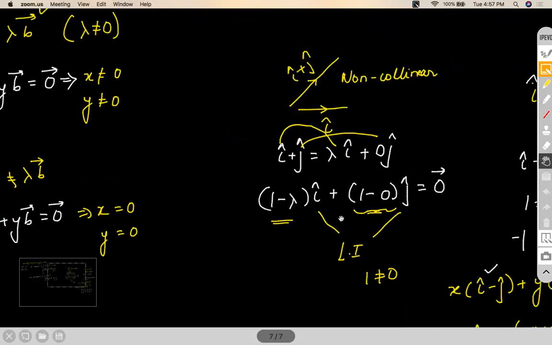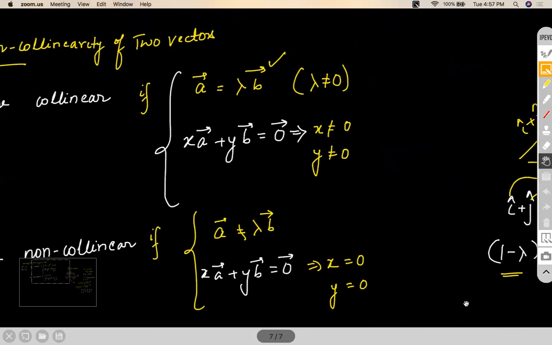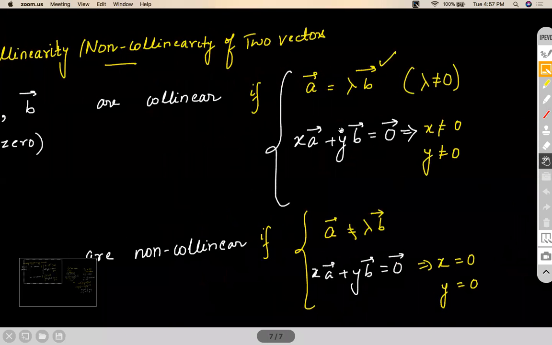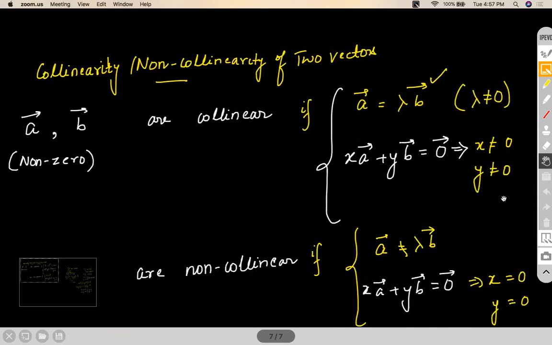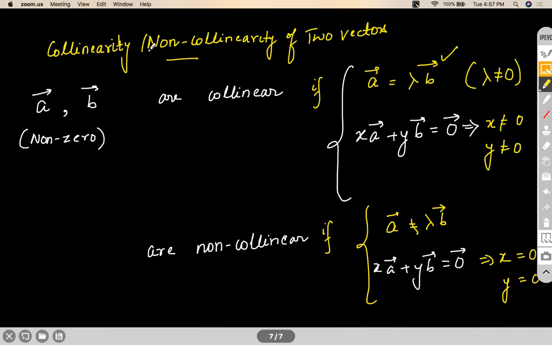So lambda approach and XY approach both are clear. Please note this down. I discussed this partially in the beginning, but I wanted you to have a one-stop discussion for all these things. So first part is clear.